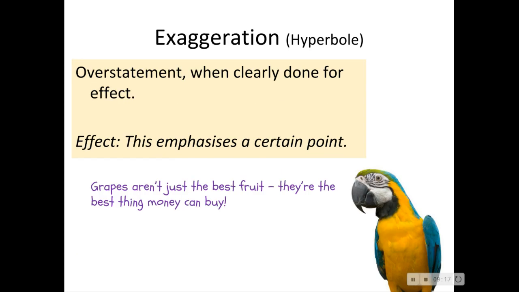Exaggeration is when you have overstatement, especially when it's clearly done for effect. For instance, "I've told you 1,000 times," or "grapes aren't just the best fruit, they're the best thing money can buy." The effect of exaggeration is emphasis again. Now, the exaggeration itself is not literally true, but it's usually trying just to overemphasize something that might be true. If I say I've told you 1,000 times, I don't literally mean I have told you 990 times plus 10. I mean I've told you a lot of times. That's my point.